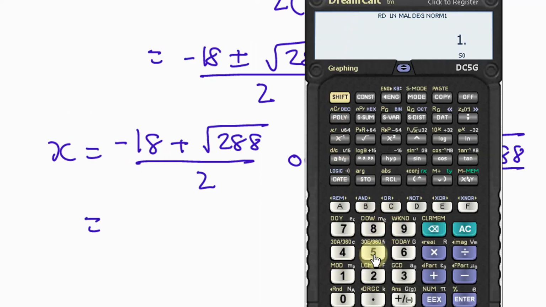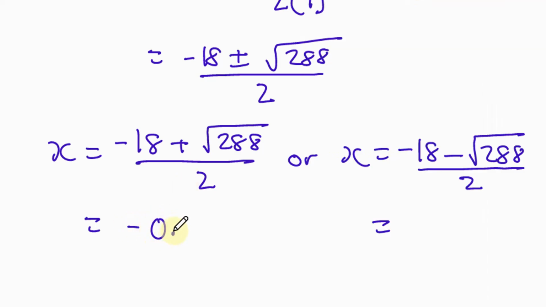So negative 18 plus the square root of 288, all divided by 2, and it comes to negative 0.515 to 3 significant figures.